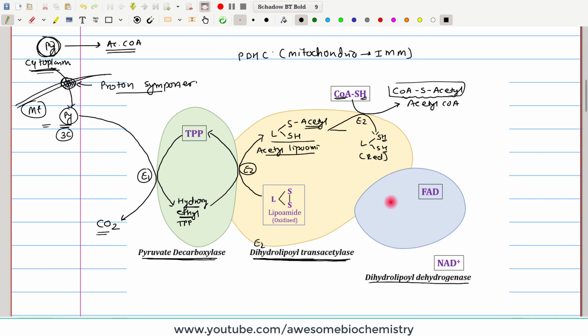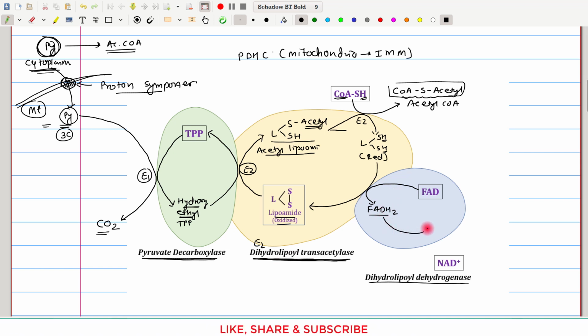What does this FAD do? It takes up both hydrogens, so it converts to FADH2. And by losing both hydrogens, lipoamide is regenerated in the oxidized form, whereas FAD is now reduced to FADH2. Now this FADH2 also needs to convert back to its native form, to FAD. So what happens? This NAD plus takes up these 2 hydrogens and itself gets converted into NADH plus H plus. So this completes the mechanism of action of the pyruvate dehydrogenase complex.